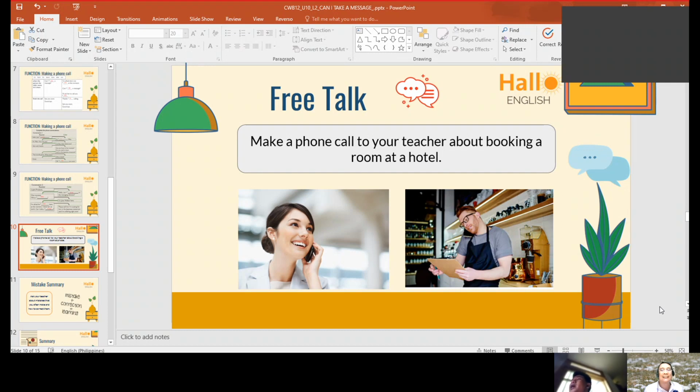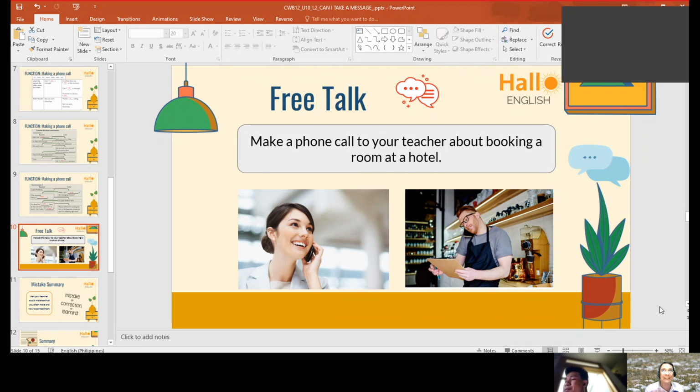And then what information do we want to give to the receptionist? The type of the room, the time, and the view you want can also be included.